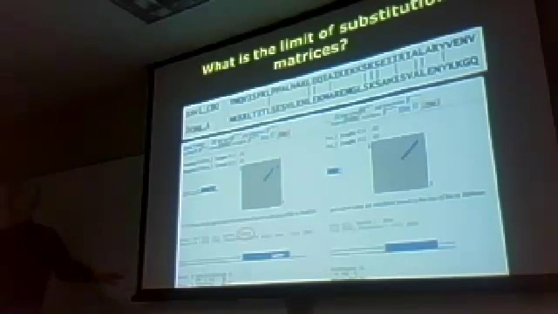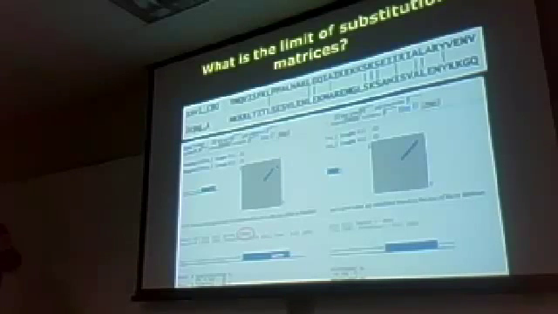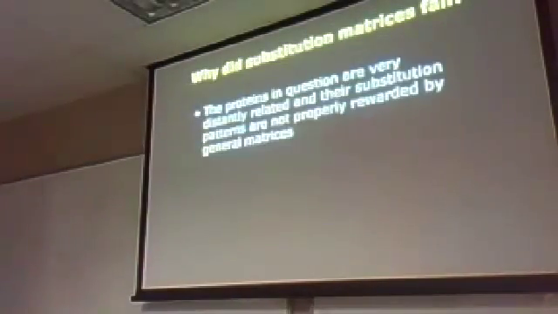In other words, if you use this literally to compare these two sequences, and if you literally believe what the e-value is telling you, you will conclude that these two proteins are unrelated. I'm just giving you one example. This is just one of many examples where these general substitution matrices fail. So why did they fail?